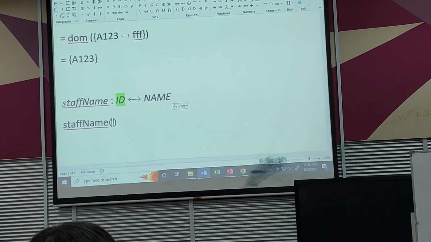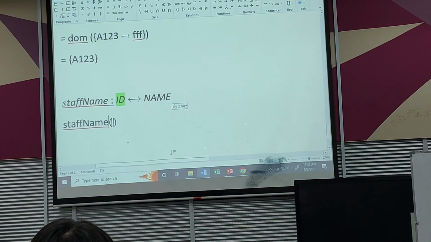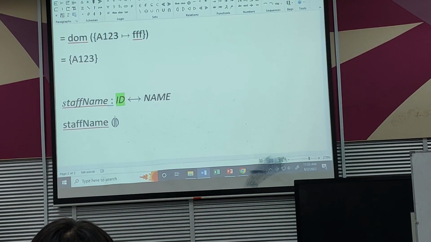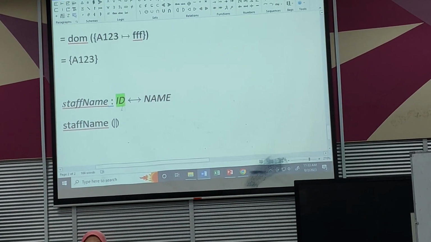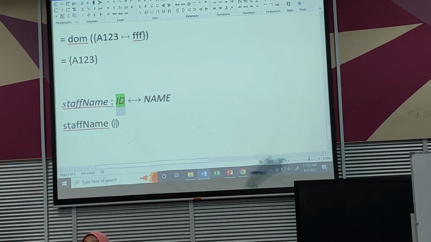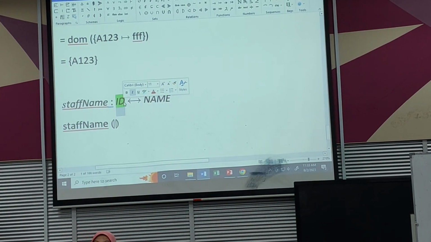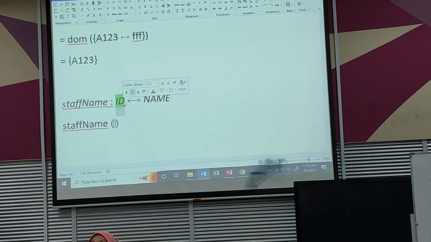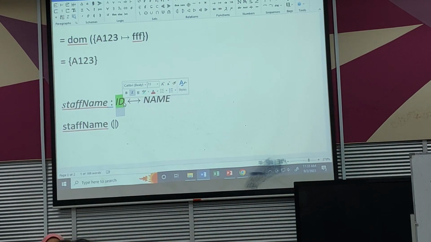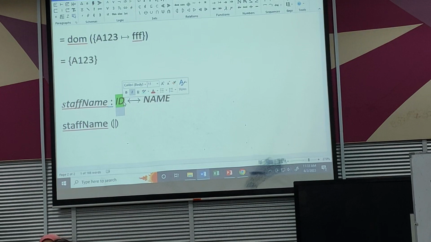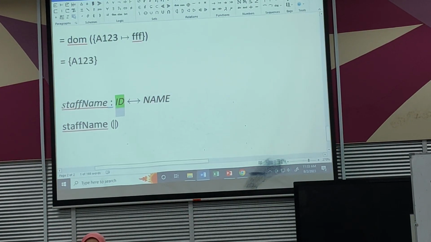Inside the crescent or bulan sabit here, relational image, you must put domain. So in our case, domain is ID. But let's say I give you this name. What is the ID of this person? So I give the name, I want you to give me the ID. So the name is the range.